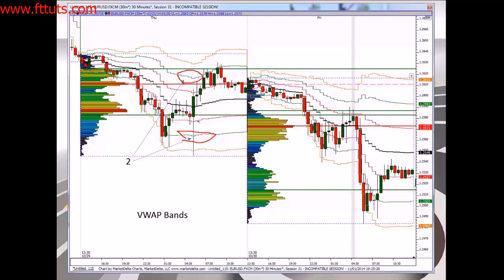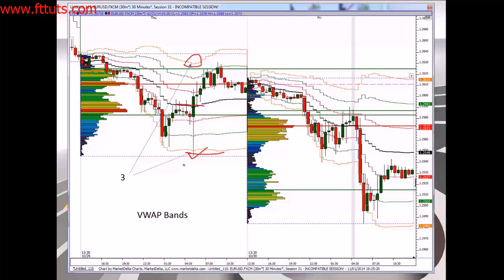So the first one right here was level 1 and level 1. Then we have the level 2, level 2. Make sure you can identify them. And the last level that we have simply is level 3, the most extreme that I have on my chart. And there is the other level 3. That is 3 standard deviations above the VWAP, 3 standard deviations below the VWAP.